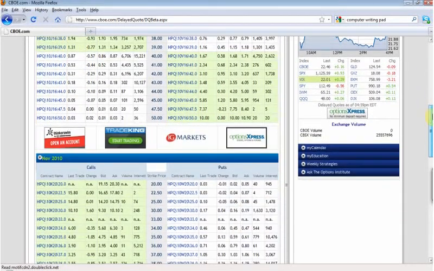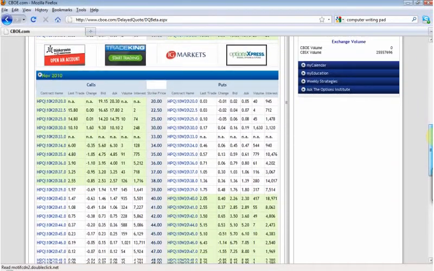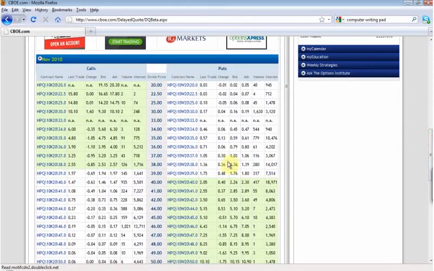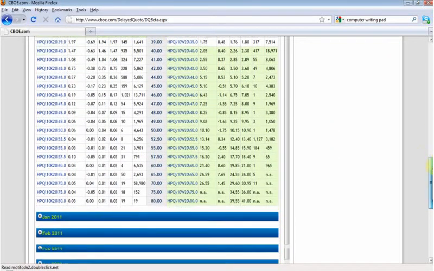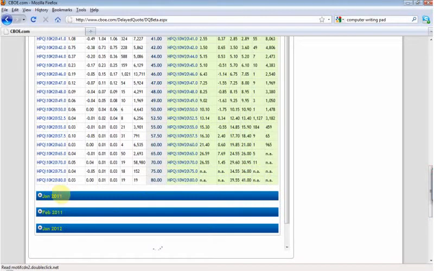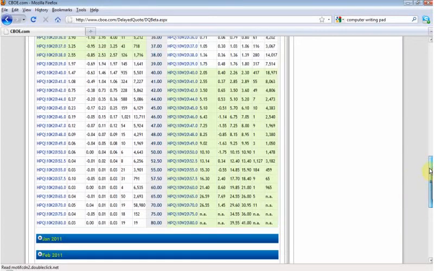And if we go down further, this is the option chain for November. This is what it looks like. $37 call can be traded at $3.25. $37 put can be traded at $1.05, and so on. So this is what it looks like. If you go down further, there is a chain for January 2011, February 2011, January 2012, and so on.